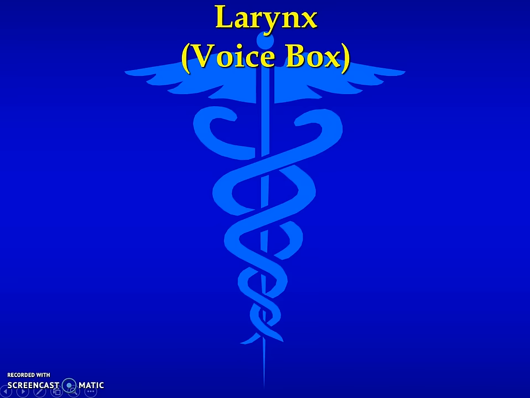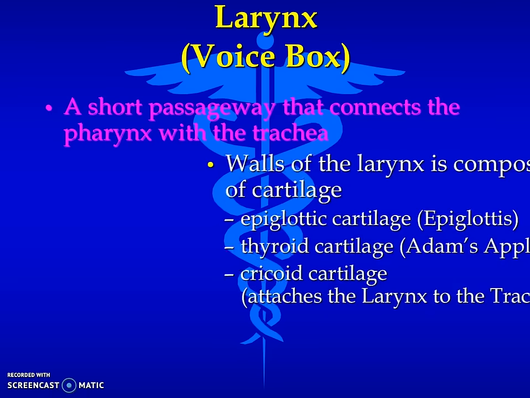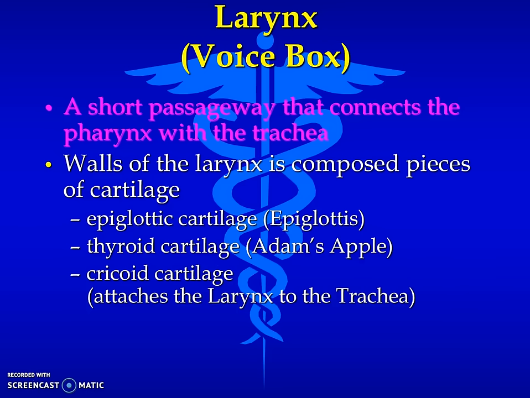Then we move down into our larynx, which is our voice box. So it's a short passageway that connects the pharynx with the trachea. The wall of the larynx is composed of pieces of cartilage, one of which is the epiglottic cartilage, which makes our epiglottis. And then it is made of thyroid cartilage, which creates the Adam's apple, and then cricoid cartilage, which attaches the larynx to the trachea.